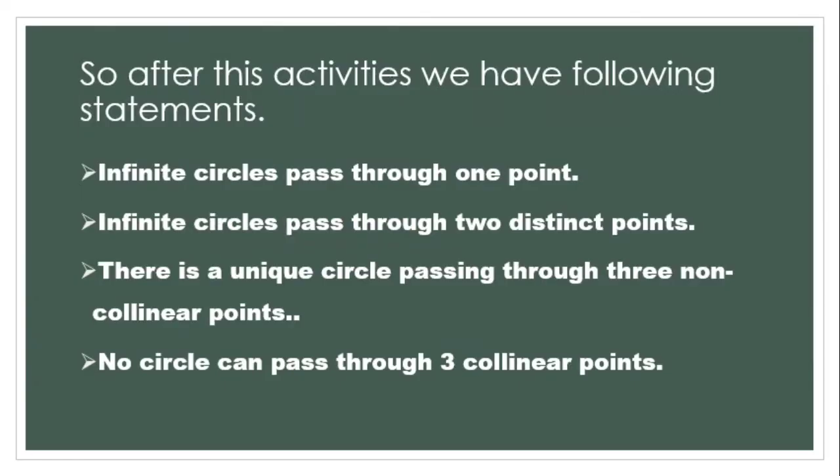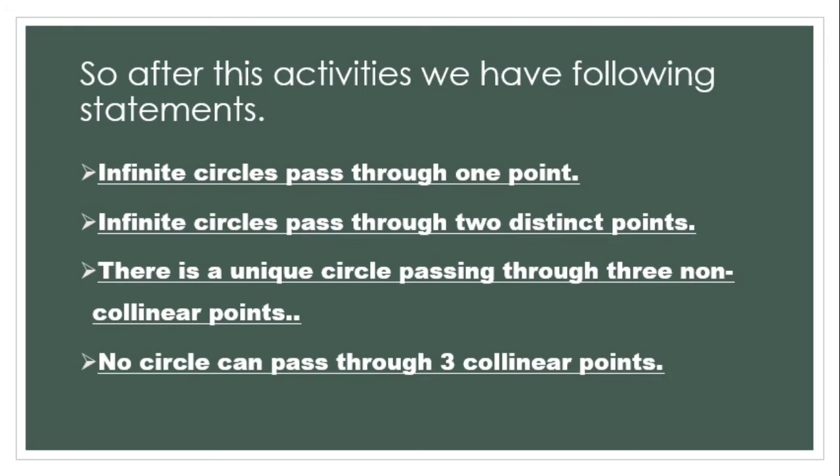Now after these activities we have made some statements. So what are they? First, infinite circles pass through one point. Next, infinite circles pass through two distinct points. We have seen this activity. Then the third statement is that there is a unique circle passing through three non-collinear points. If three non-collinear points are given, there will be only one circle which can pass through them. And the last is that no circle can pass through three collinear points.